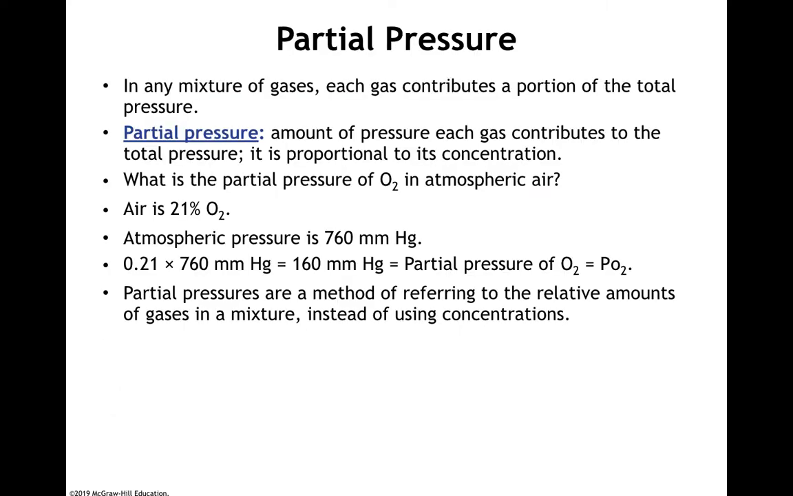Partial pressures. In any mixture of gas, each gas contributes a portion of the total pressure. Partial pressure is the amount of pressure each gas contributes to the total pressure. It is proportional to its concentration. Air is about 21% oxygen. Atmospheric pressure at sea level is 760 millimeters of mercury. So 0.21 times 760 equals 160. We would say that 160 millimeters of mercury is the partial pressure of oxygen at sea level.